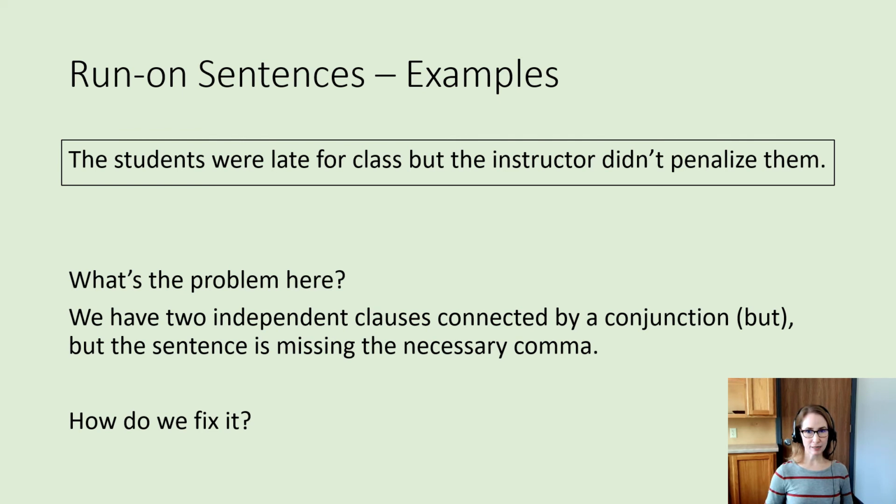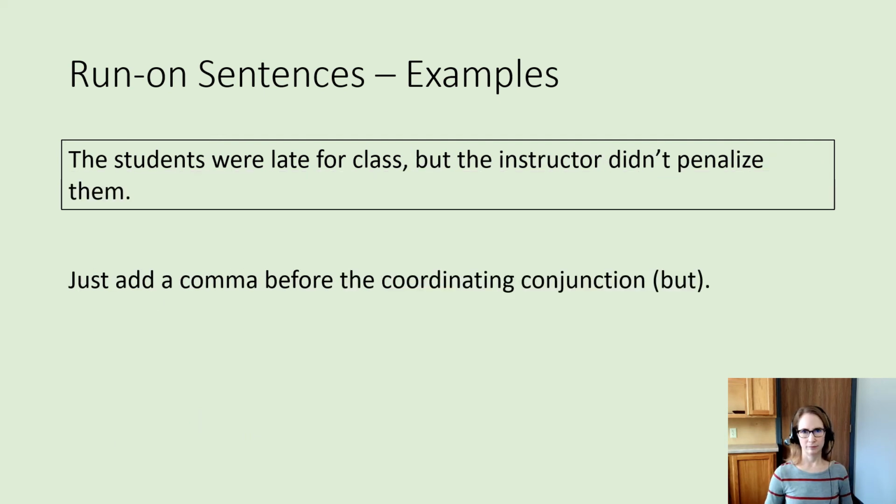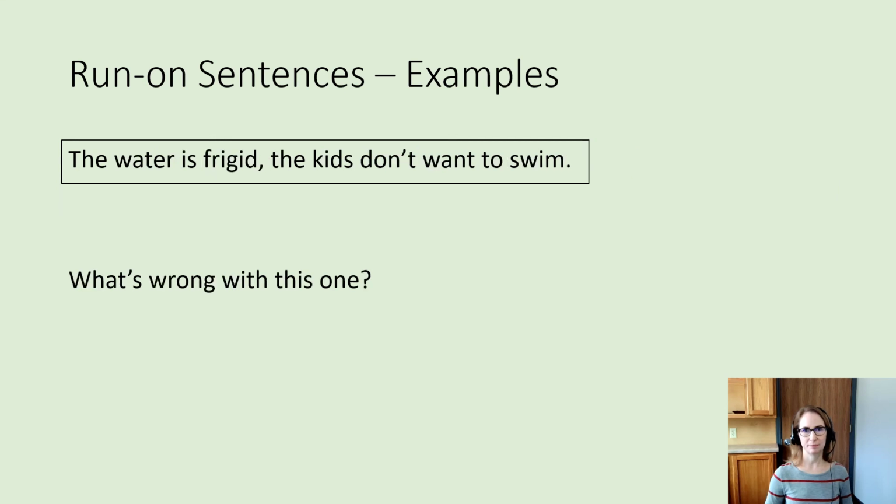Well, we have two independent clauses connected by a conjunction. We've got the students were late for class, and the instructor didn't penalize them, but the sentence is missing the comma, right? So how do we fix it? The solution's actually really simple here. You just add a comma before the conjunction and you no longer have a run-on sentence.